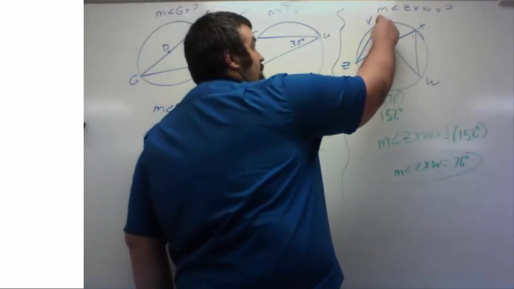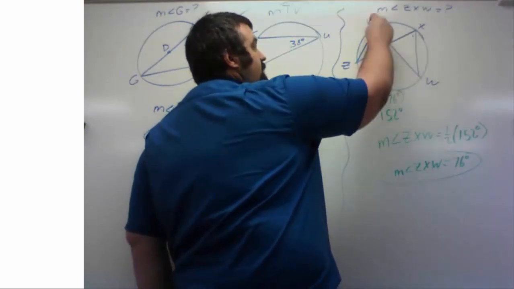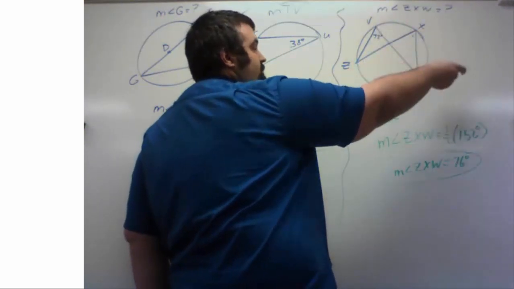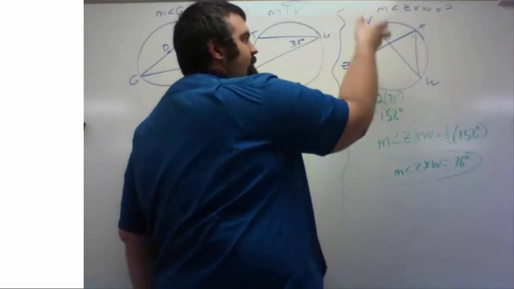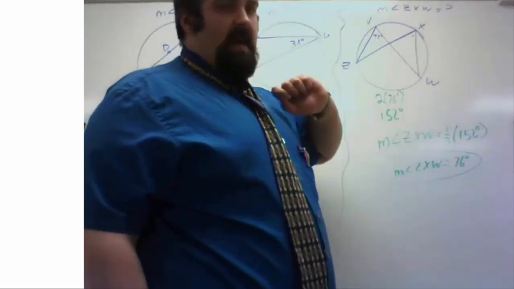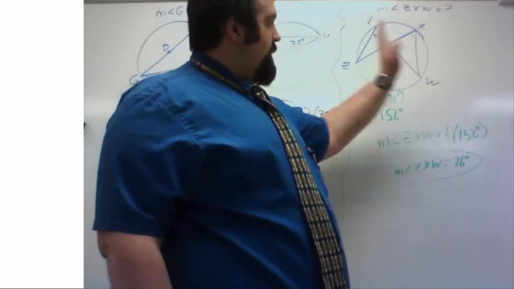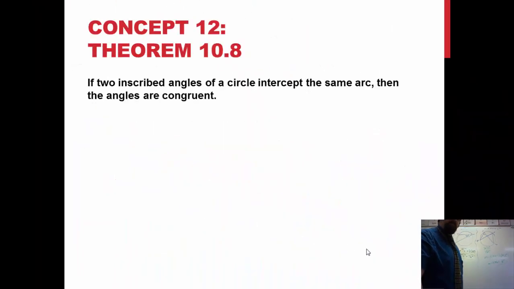Same thing up here. If I look at arc VX, angle Z, intercepted arc is VX. Angle W, intercepted arc is VX. So whatever the measure of VX is, both angle Z and angle W will be half of it. So angle Z and angle W have to be congruent. That's what the next theorem says. If two inscribed angles of a circle intercept the same arc, then those angles have to be congruent. No way around it.